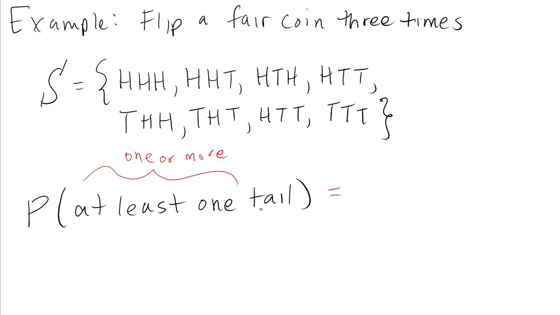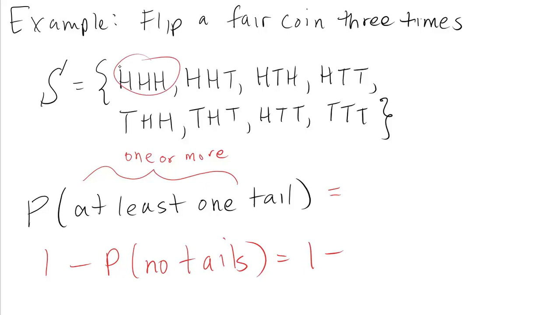The complement of at least one is none. If you don't have at least one tail, then you have no tails. So we could do this by doing 1 minus the probability of no tails. And of course, it's easy to count the number of ways that there are no tails. There's only one outcome out of the 8 that has no tails. And now we get a common denominator. And we subtract. And we get 7/8.